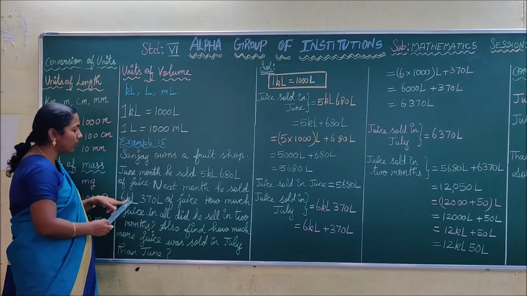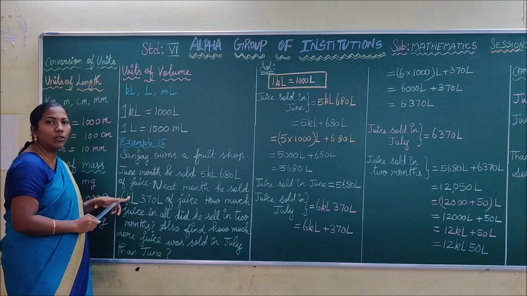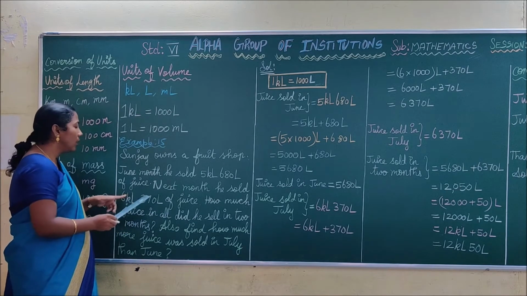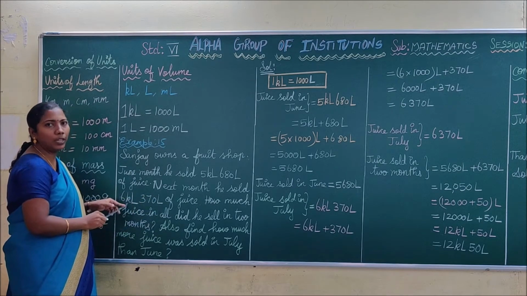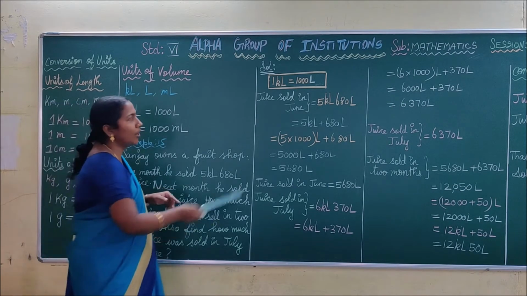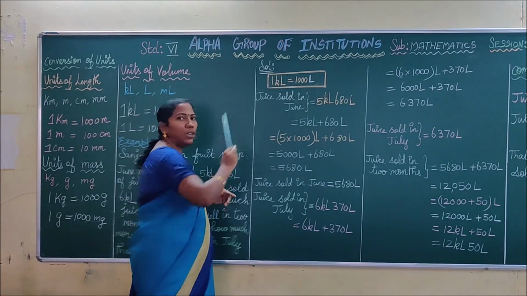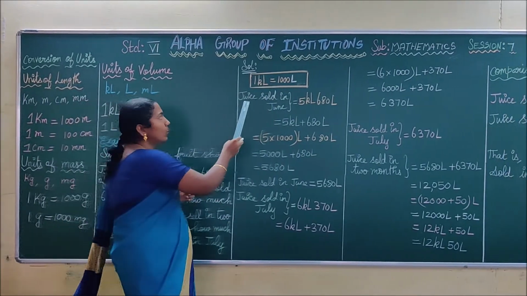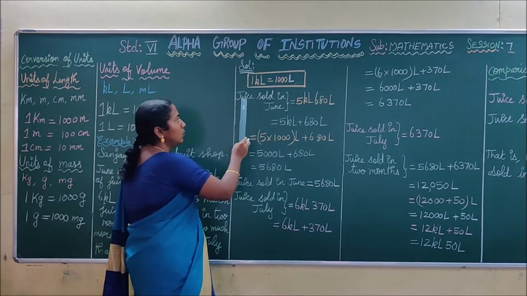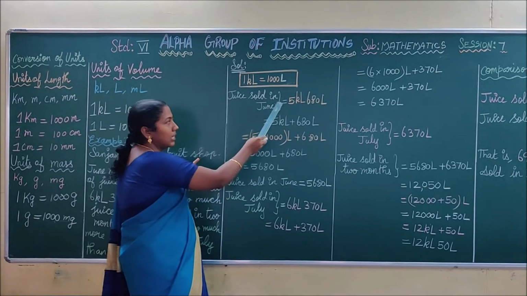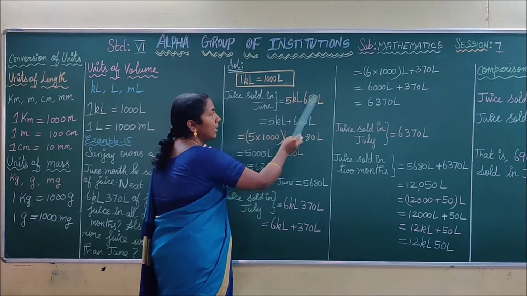What is the formula for comparing the kiloliter and liter? 1 kiloliter equals 1000 liter. So in order to convert the higher unit to the lower unit, you have to multiply the values. First you have to write the conversion formula: 1 kiloliter equals 1000 liter. What is the quantity of juice sold in the month of June? That is, juice sold in June is equal to 5 kiloliter 680 liter.